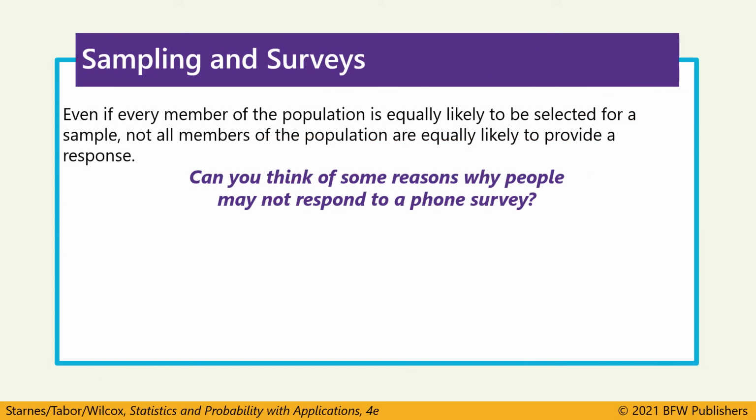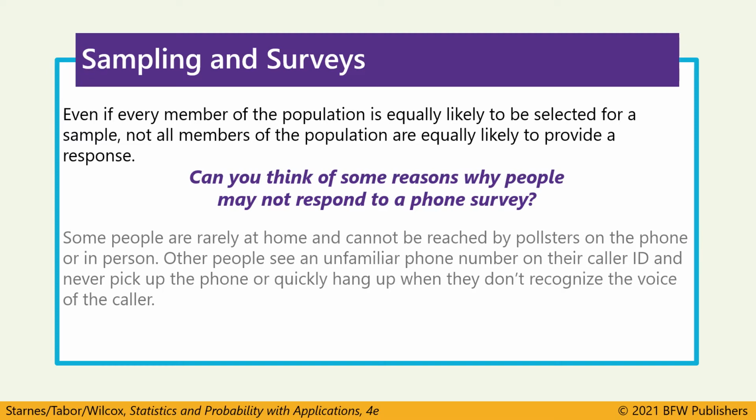Now, even if every member of the population is equally likely to be selected for a sample, not all of them are equally likely to actually provide a response. So let's continue with that example from before where we're calling those telephone numbers. And let's say we're randomly dialing all numbers now, not just landline numbers. So hopefully that will reduce that undercoverage issue. Still, when we call these numbers, some people might not respond. Why might that be the case?